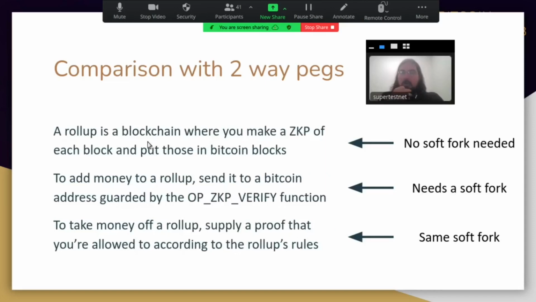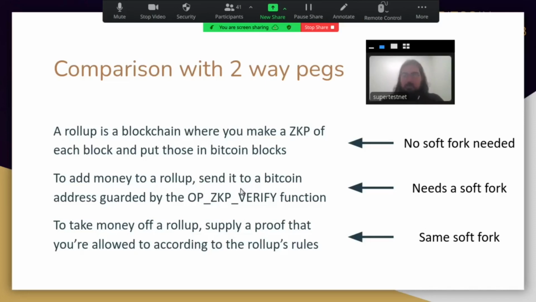And then the last thing I wanted to talk about is a rollup. A rollup is a type of blockchain where instead of taking a hash of blocks and putting them in Bitcoin, you create a zero-knowledge proof of all their transactions, and then you put that on Bitcoin. That doesn't need a soft fork. You can already create zero-knowledge proofs and put them on Bitcoin because they're just text. Bitcoin has text fields. But to add money to them, you'd have to send it to a Bitcoin address that is guarded by a function that says you can only spend this money if you prove, with zero knowledge, that you own that money on the sidechain.